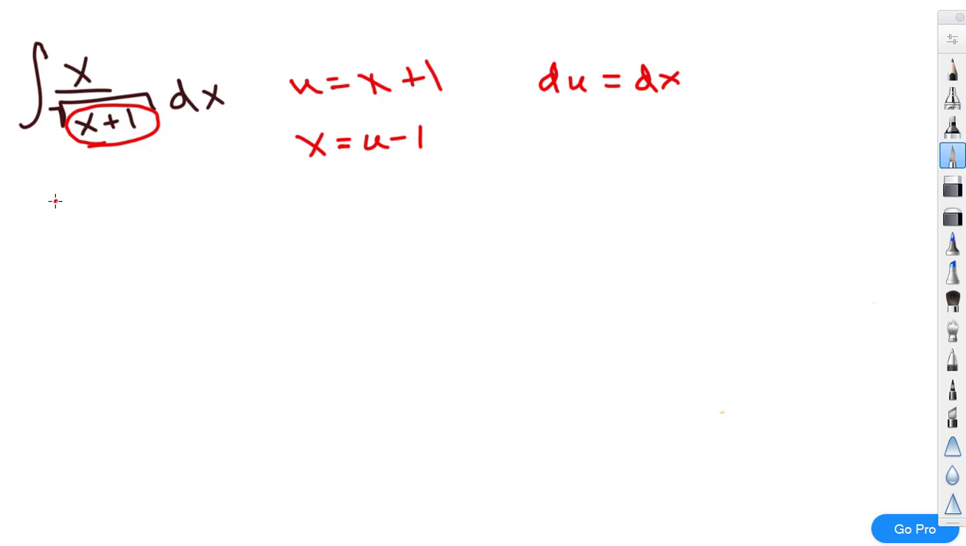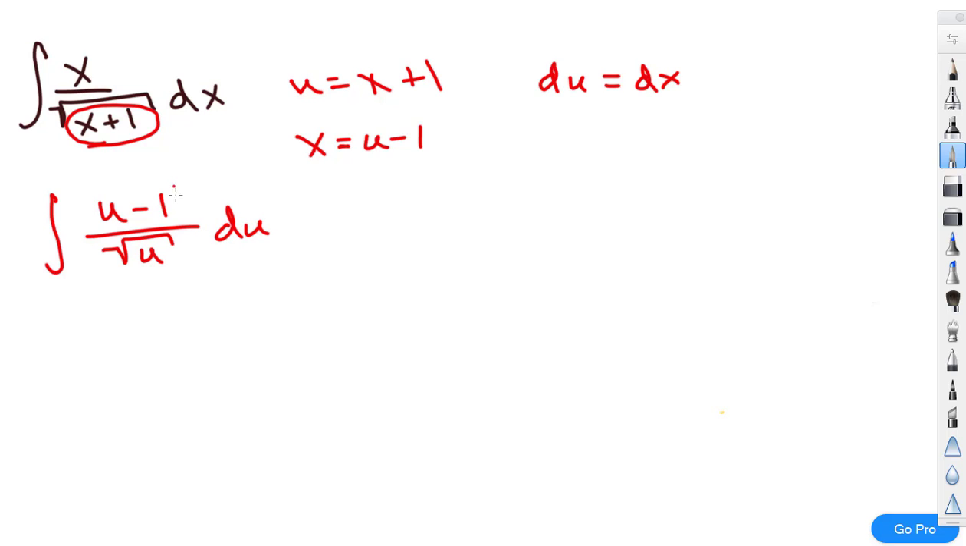So, this is going to become, well, x, that's equal to u minus 1, divided by x plus 1, well, that's u, so that's going to be divided by the square root of u, and dx, well, that's du.